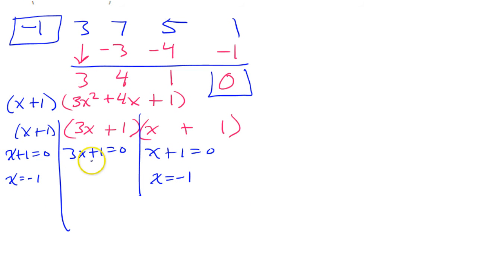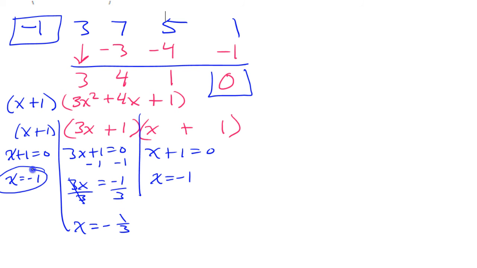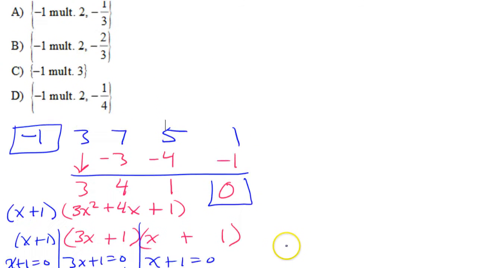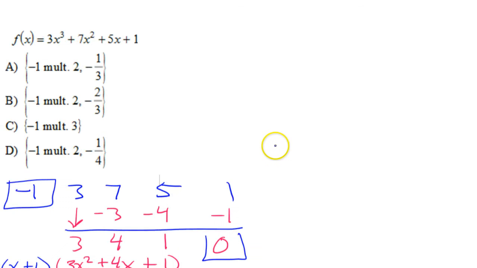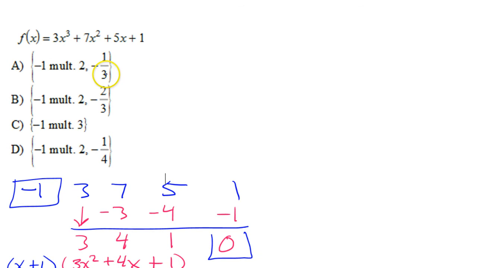But now this other 0 is going to come from this factor. If I subtract 1 from both sides, I have 3x equals negative 1. If I divide both sides by 3, I have x equals negative 1/3. So I have negative 1 twice, and then I have negative 1/3. So that's negative 1 multiplicity 2 and negative 1/3. So the answer is A.